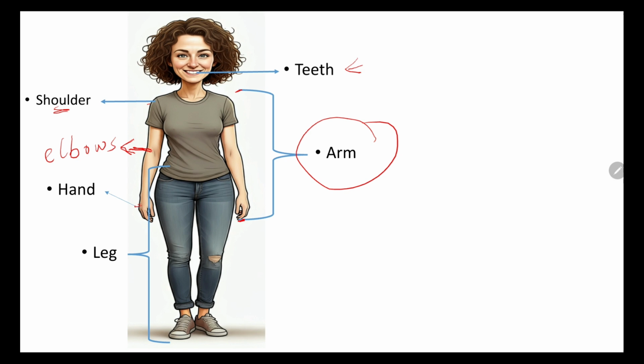All right? From your waist or your hip to the tip of your toe is your leg. All of this section is your leg. And on the leg, this part here is your thigh. This part here is your knee. And this part here, we're going to look at in our next slide.